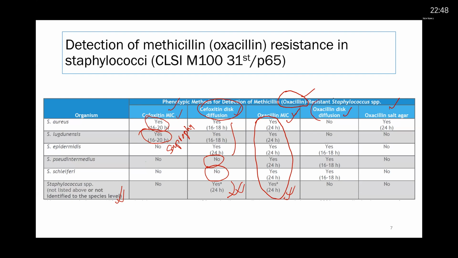Oxacillin disc diffusion has very limited uses. It can be used only for epidermidis, pseudintermedius, and Slippery. Other than these 3 species of CoNS, it cannot be used. One such question was, where can we use oxacillin screen agar? Oxacillin screen agar can be used exclusively for Staph aureus. It cannot be used for other CoNS as well as Lugdunensis. Usually, Staph aureus and Lugdunensis have a common methodology of testing and common breakpoints, but oxacillin screen agar can only be used for aureus, not even Lugdunensis.